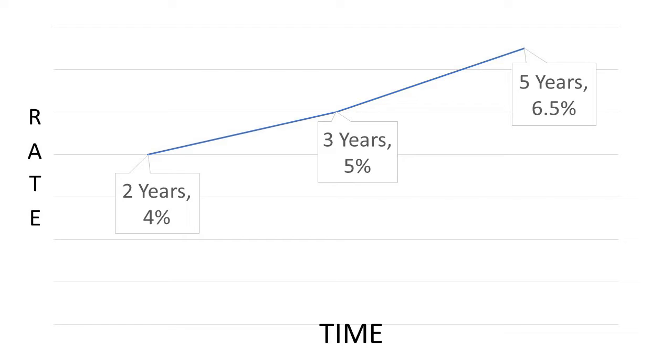You can see from this graph, if you charted these numbers on the graph, it would look like there was a sloping upward angle to the curve if you connected all the dots. That is a normal interest rate, where the longer you tie up your money, the higher the interest rate you would expect to be paid.